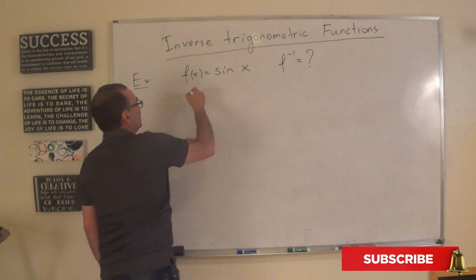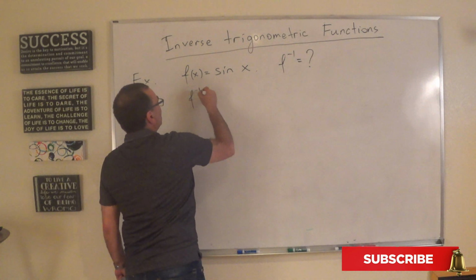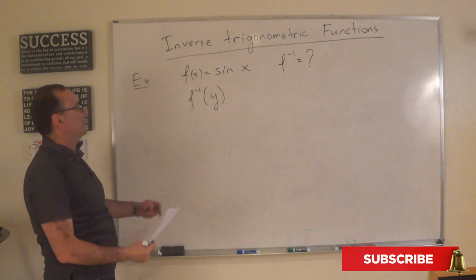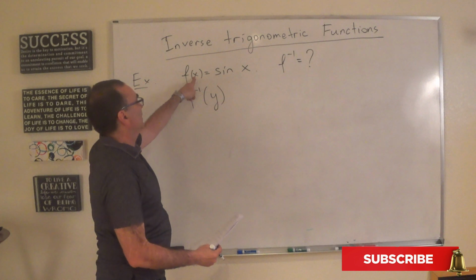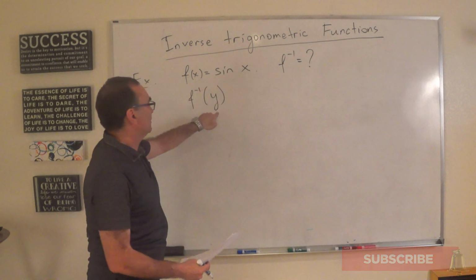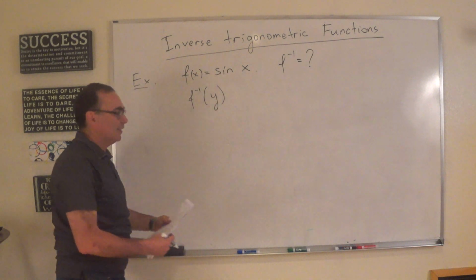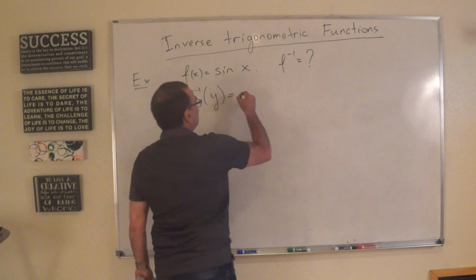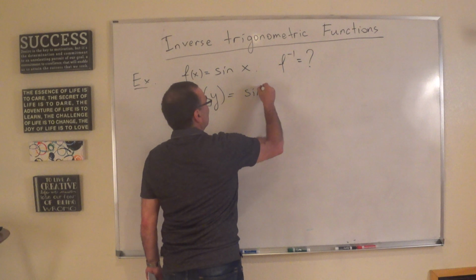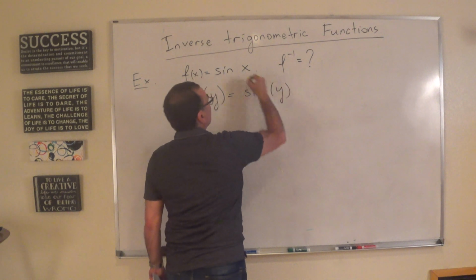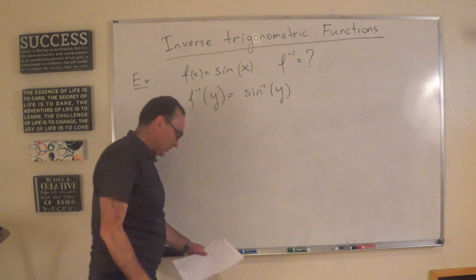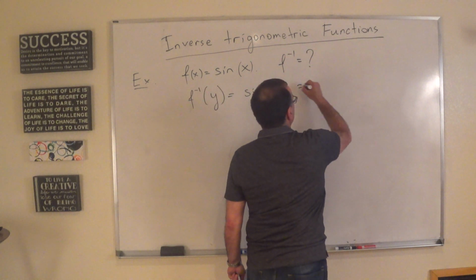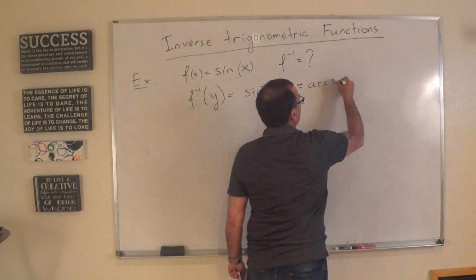In fact, the inverse of this function can be denoted like this. Typically, the argument of the inverse function is denoted by y, because the given function takes x to y, and the inverse function takes y to x. So that's the common notation. Now, this function is denoted sine inverse of y. And this is sine of x, so the inverse function is sine inverse of y. Also denoted by arc sine of y.